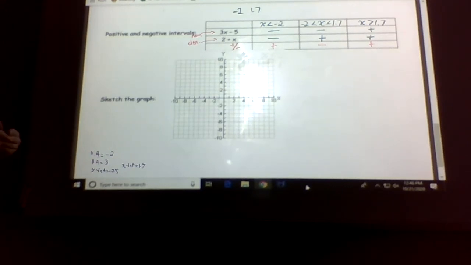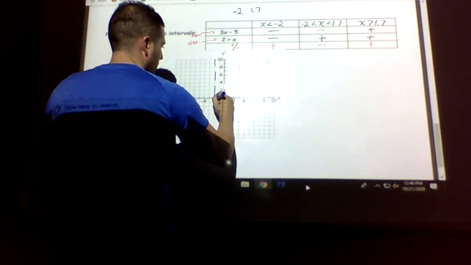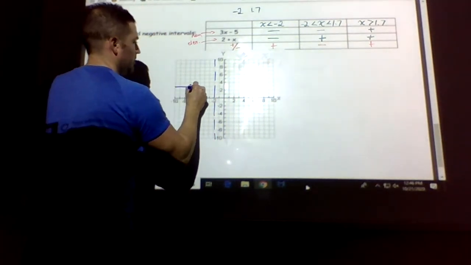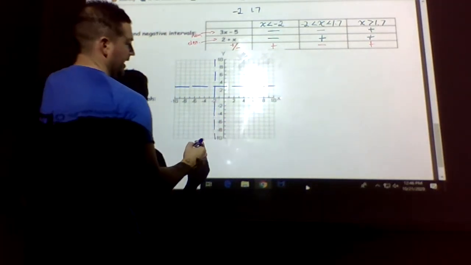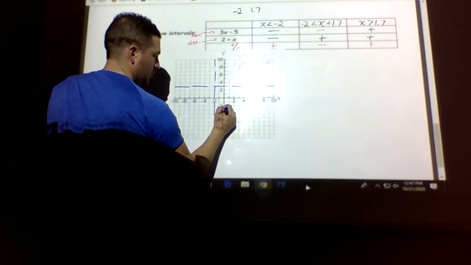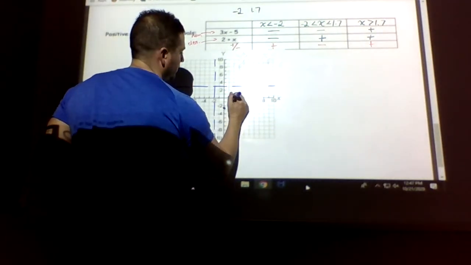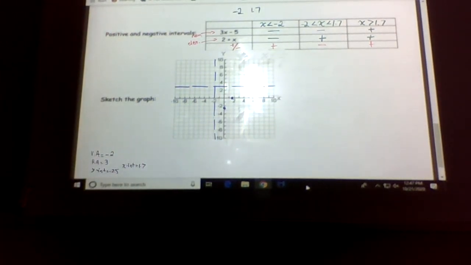Okay, now let's graph all these. Vertical asymptote at -2. Horizontal asymptote at +3. Y-intercept at -2.5. And x-intercept at 1.7. Now we draw.